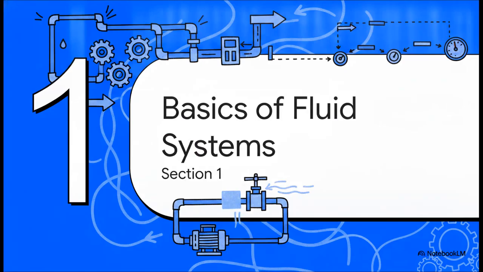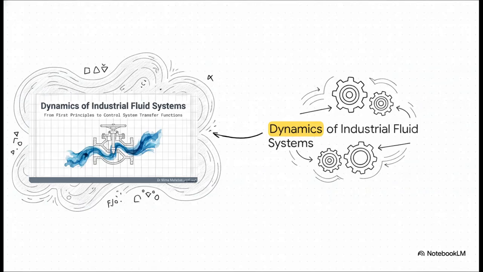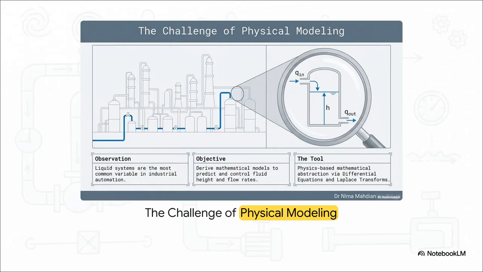All right, Section 1, Basics of Fluid Systems. So when we're looking at industrial fluid systems, we're dealing with very tangible physical mechanics, right? Imagine a giant valve interacting with heavy fluid flow. But here's the thing. If we actually want to control it, we can't just guess, we can't rely on intuition, we absolutely have to model these physical laws using rigorous math. And honestly, liquid systems are probably the most common variable you'll see in industrial automation.